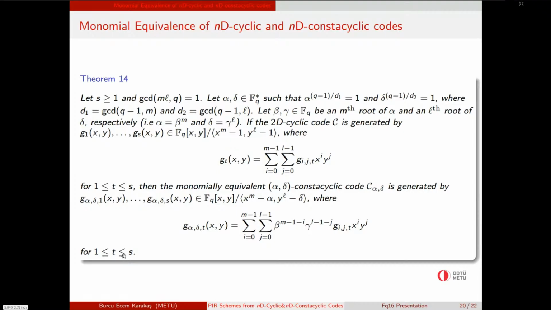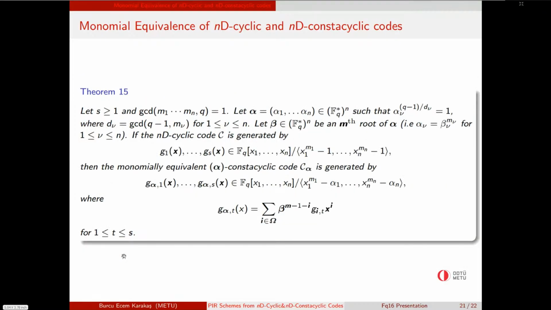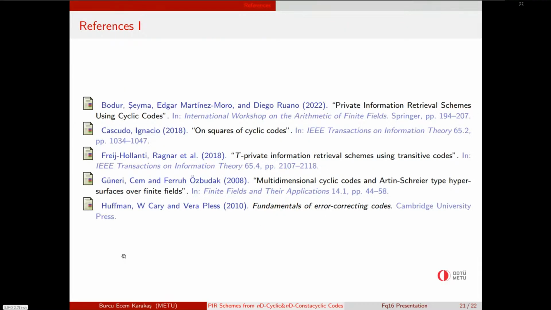And you can see from here, this is the generator matrix of a cyclic code C, and this is the generator matrix of the alpha-constacyclic code. And also, by using these, we can generalize this idea into the endocyclic setup. After that, we can say that endocyclic codes and endoconstacyclic codes are monomially equivalent. And these are my references.